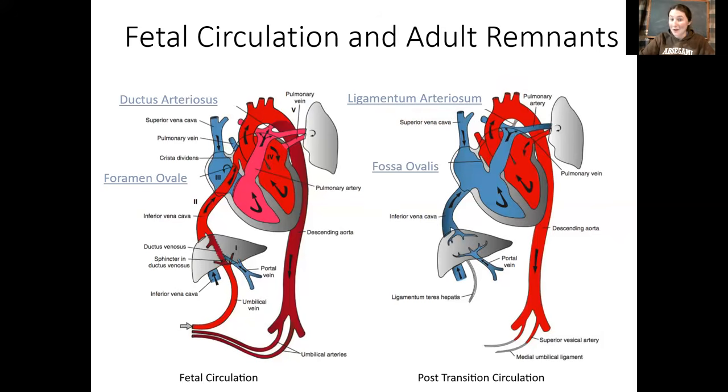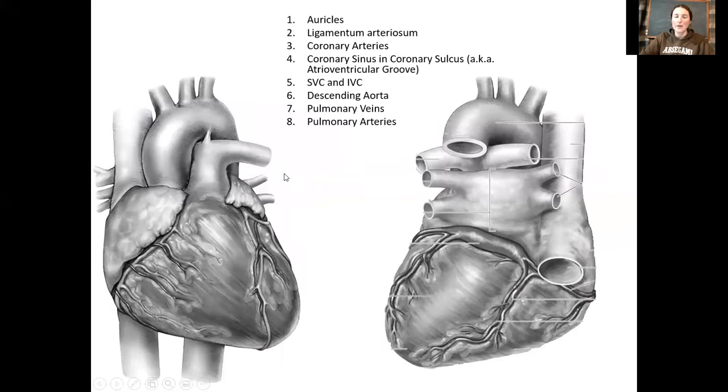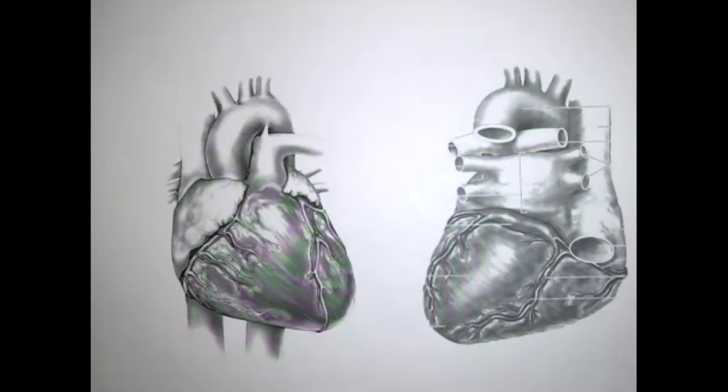Whatever you need to do to remember that, go for it, right? So again, the foramen ovale turns into the fossa ovalis. The ductus arteriosus turns into the ligamentum arteriosum. Okay, note the endings of these words. Okay, now there is one more pair of diagrams that I would like to introduce you to by drawing on them.